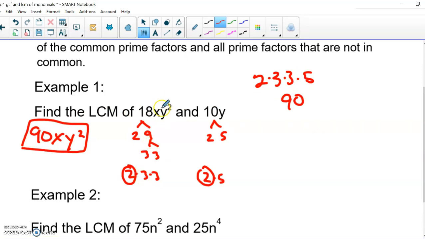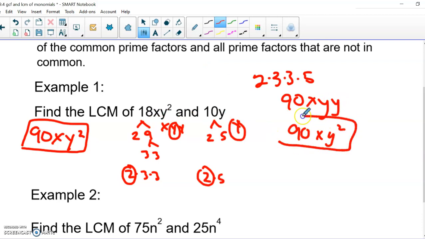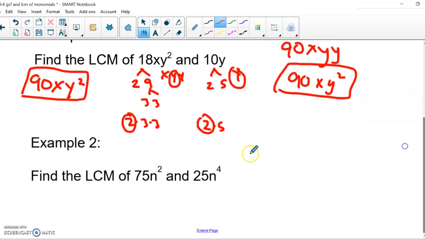Now, this one has 1 x and 2 y's, and this one has 1 y. So you take what they have in common, which is 1 y, and then you throw everything else in. We also have another x, and we also have another y, so that would be 9xy squared. All right, let's try another one.